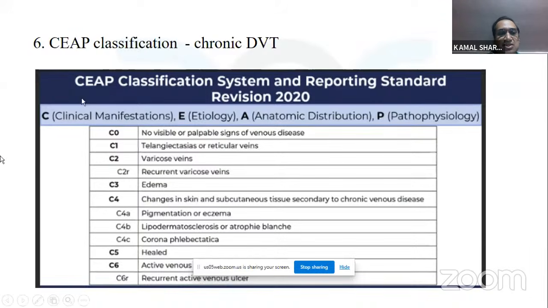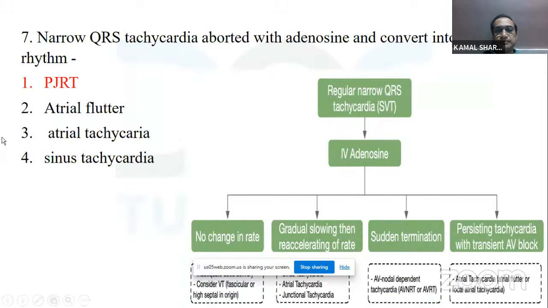So based on presentation, etiology, primary or secondary, anatomic distribution, and pathophysiology, whether it's incompetence or regurgitation, etc., you can again further classify. So basically it's a classification of venous insufficiency. Most of you got it right. So chronic DVT is where you use a CEAP classification.